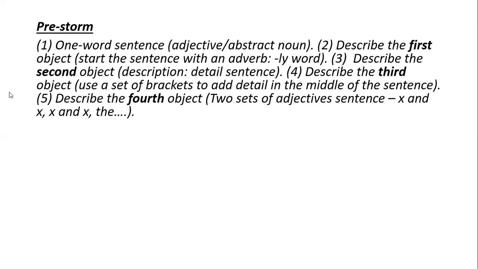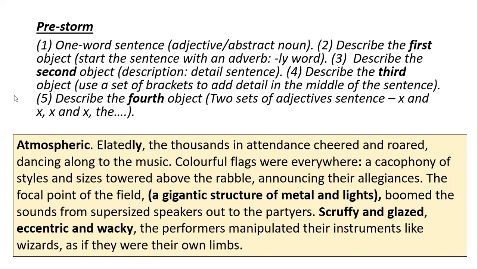So I'll show you what that looks like with our picture. First sentence, atmospheric. So you've got your adjective. Our second sentence, we're going to describe the crowd, and we're going to start with an adverb. So here: elatedly, the thousands in attendance cheered and roared, dancing along to the music. Our next object was flags, and we're doing a DD sentence. So that's where you give a brief description, and then you put your colon, and then you add detail. So: colourful flags were everywhere, colon. A cacophony of styles and sizes towered above the rabble, announcing their allegiances.